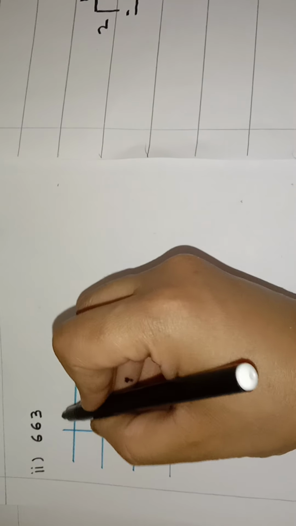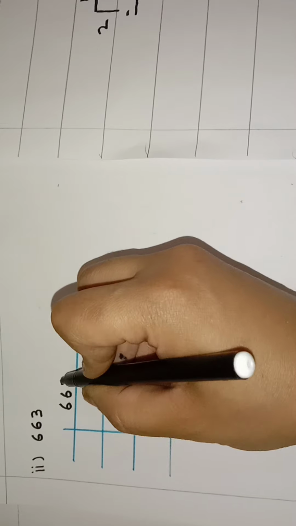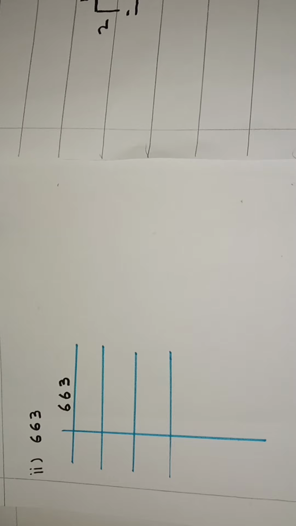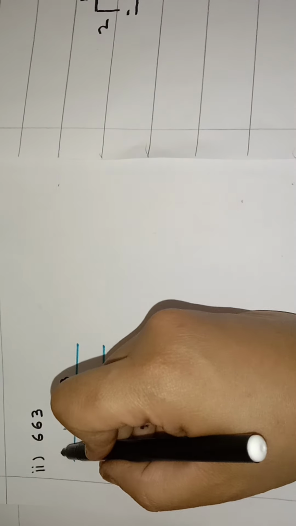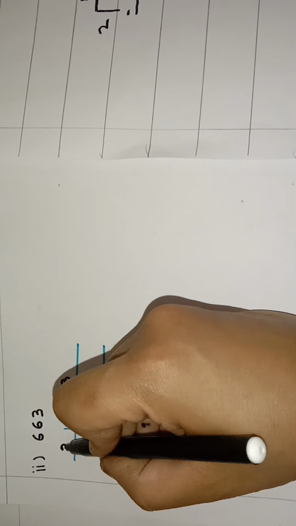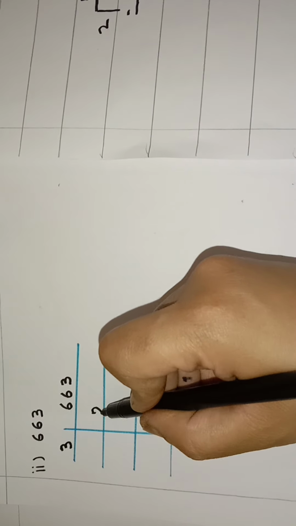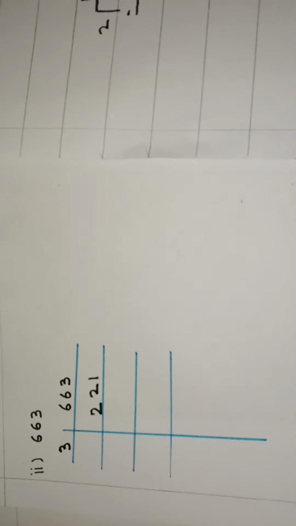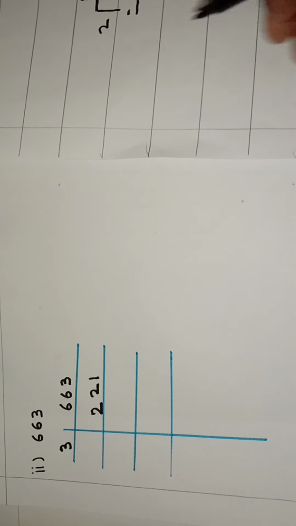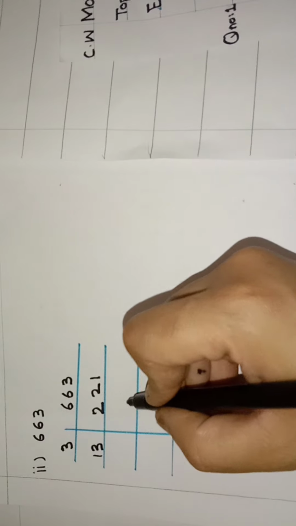It's 663. Now its last digit is odd and its sum is divisible by 3, so we will do it with 3. 3 twos are 6, 3 twos are 6, 3 ones are 3. We get 221. Now we will check whether 221 is divisible by 13 into 17, 221.